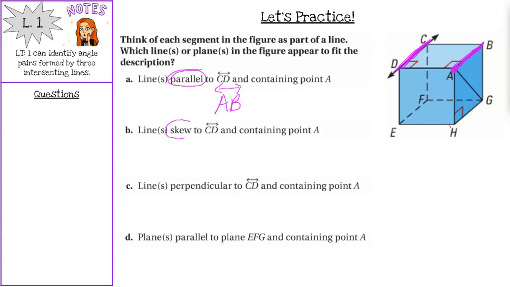Lines skew to CD. Skew, remember, means not coplanar, so not on the same plane, and also contain point A. So it'd be lines that do not exist in this plane that contain point A. So it'd be AH and AG.